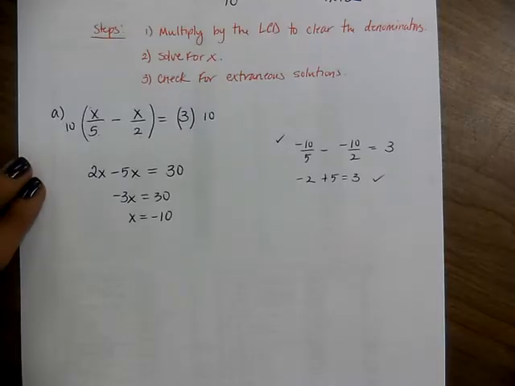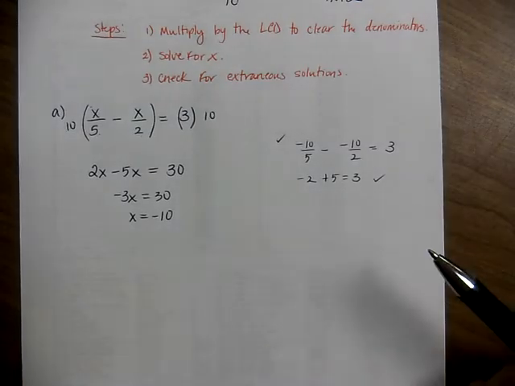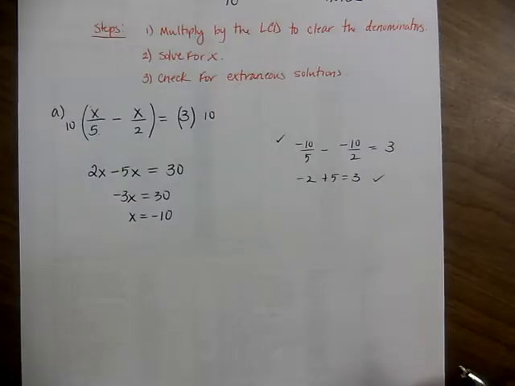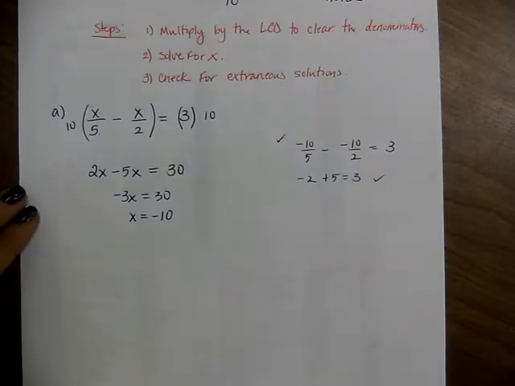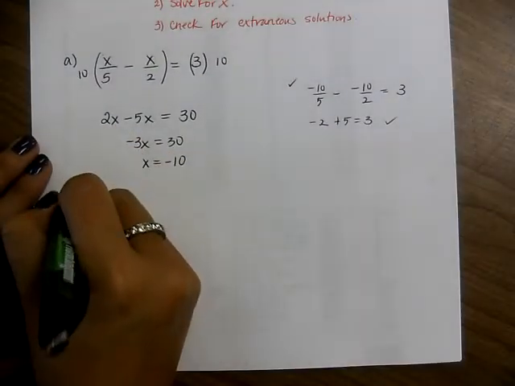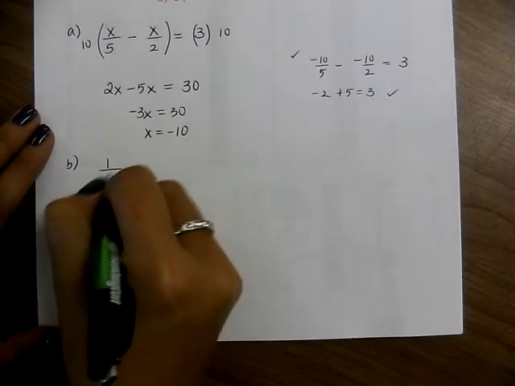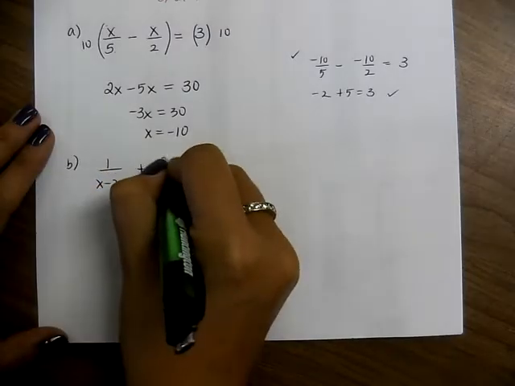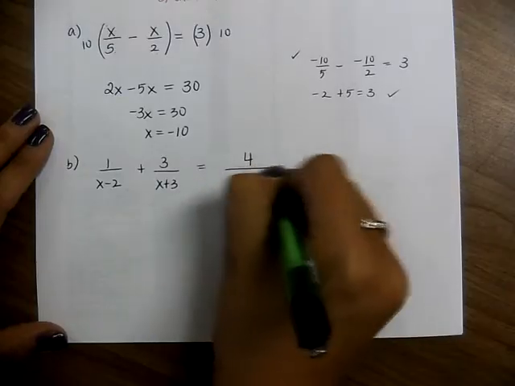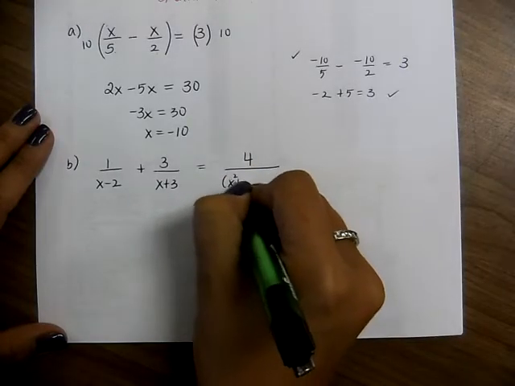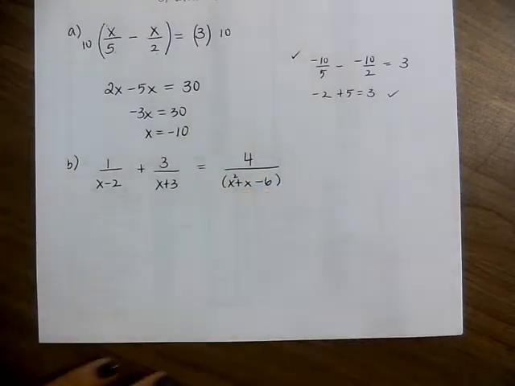Okay, I don't have to see your check. You can do it in your head. You can do it on the calculator. I will know if you checked because you'll either tell me that the solution works, or if it's extraneous, you'll tell me it's extraneous. Okay, so you can check however you'd like. All right, let's try another one a little bit harder. 1 over x minus 2 plus 3 over x plus 3 equals 4 over x squared plus x minus 6.